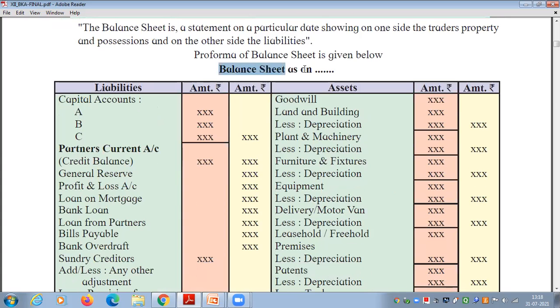Whenever we write balance sheet as on 31st March, the last day, or the day when you prepare it, generally it is prepared at the end of the financial year. And as per the Income Tax Act 1961, the financial year is generally 31st March of every year.